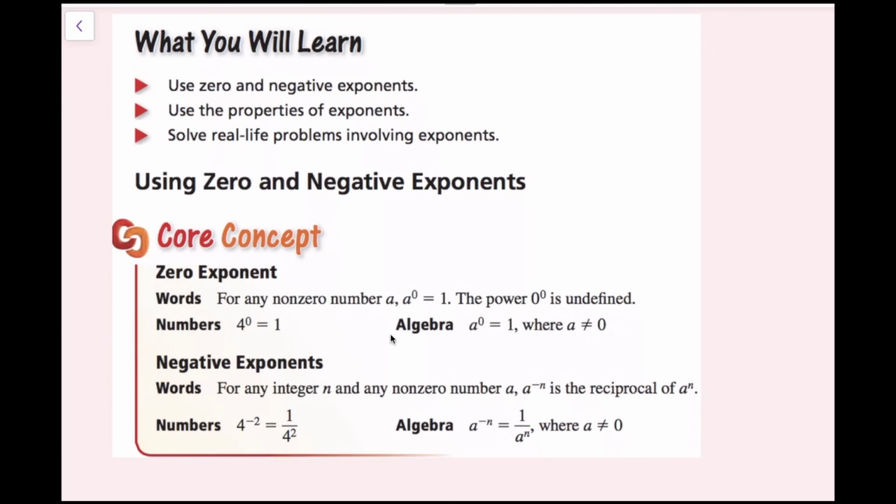For negative exponents, we have, for any integer n and any non-zero number a, a to the negative nth power is the reciprocal of a to the nth power. So the number example is 4 to the negative second power is equal to 1 over 4 to the second power. The algebra version is a to the negative n equals 1 over a to the n, where a is not equal to 0. So I'm going to explain why that works right now.